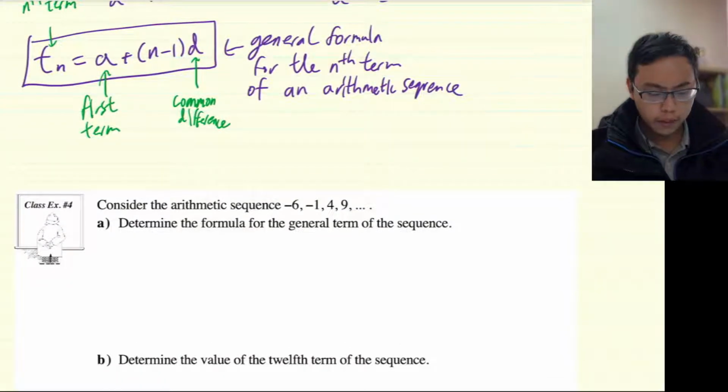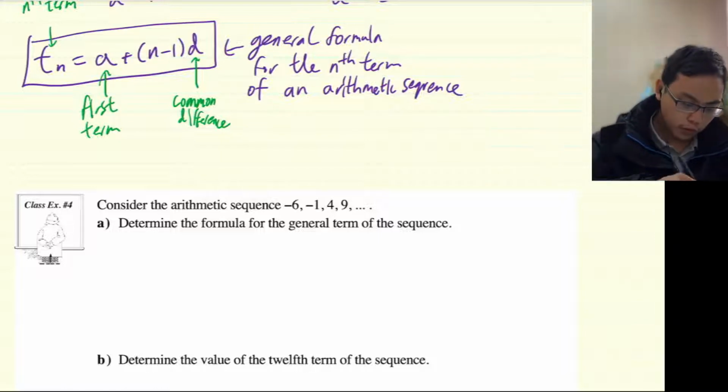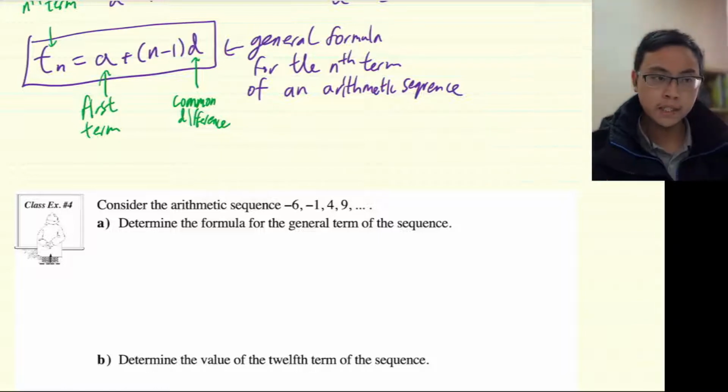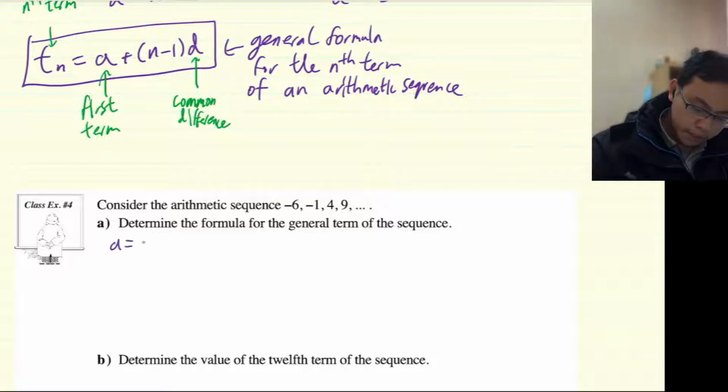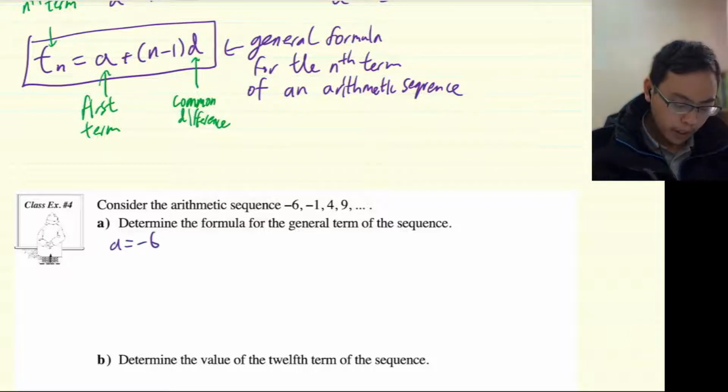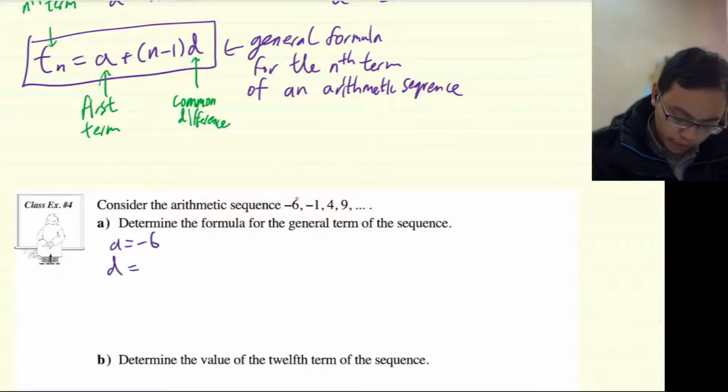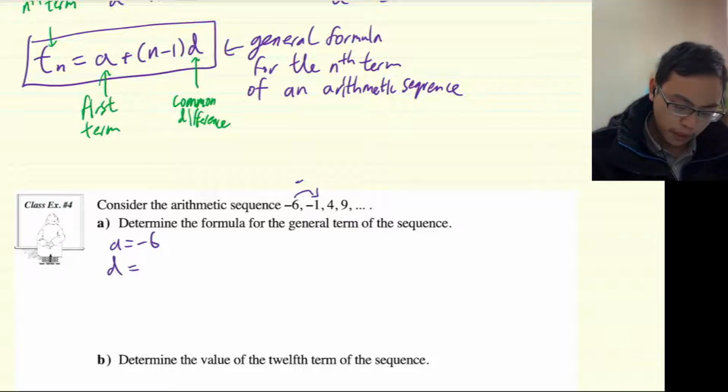Consider the arithmetic sequence -6, -1, 4, 9. Determine the formula for the general term. So first of all, we know that Tn is a plus n minus 1 d. And so we know what a is. So a is -6, that's the first term. And then d, the common difference, from -6 to -1, that's plus 5. From -1 to 4 is plus 5. And so I know the common difference is 5.